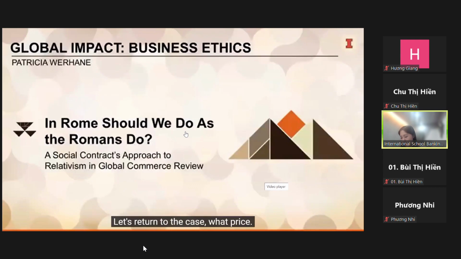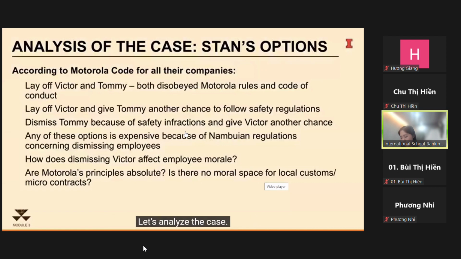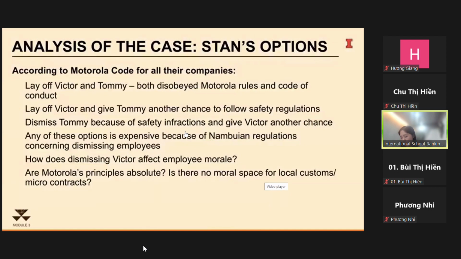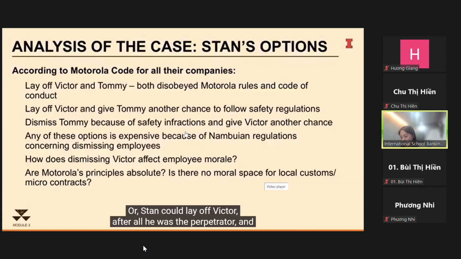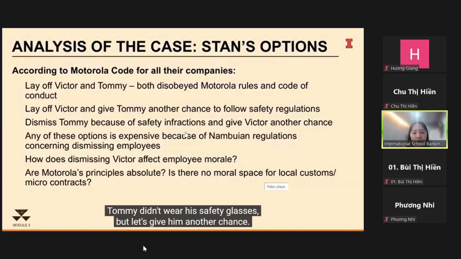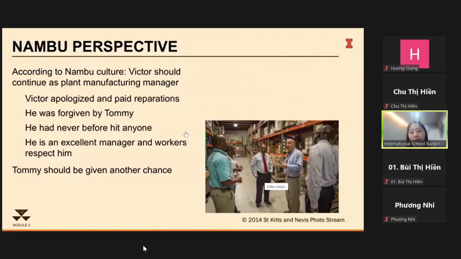Let's return to the case, What Price Safety? Let's analyze the case. What are Stan's options? According to the Motorola Code, for all their companies, Victor and Tommy should be fired. They both disobeyed Motorola's rules and conduct. Or Stan could lay off Victor, after all, he was the perpetrator, and give Tommy another chance. Tommy didn't wear his safety glasses, but let's give him another chance. Or dismiss Tommy because of safety infractions and give Victor another chance.